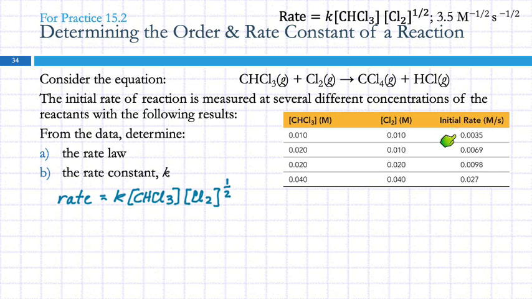And so here the initial rate, 0.0035 molarity per second, is equal to the rate constant times 0.10 molar to the first power times, no, I did it again, 0.10 and 0.100, and this is to the 1/2 power.